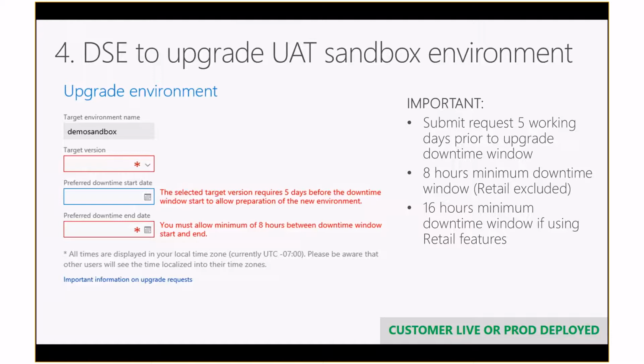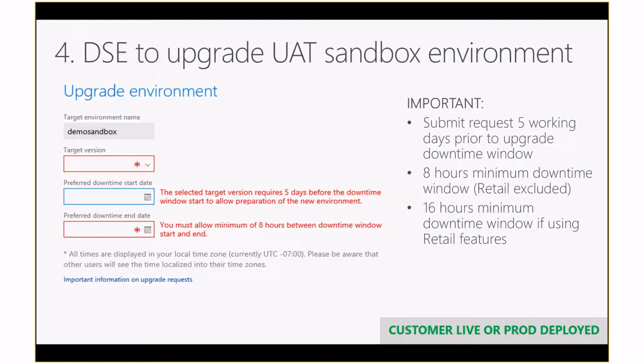The next and last option you have here is the preferred downtime end date. Here you must allow a minimum of 8 hours downtime window between the start and the end date. So if you put a start date of, I don't know, within 5 days at 12 p.m., then the preferred downtime end date is probably 12 plus 8 hours, but could also be a little bit longer, because definitely for retail installations, the current minimum downtime window is 16 hours. For non-retail customers, the minimum downtime window is 8 hours.